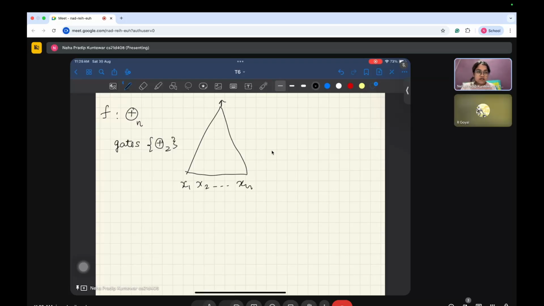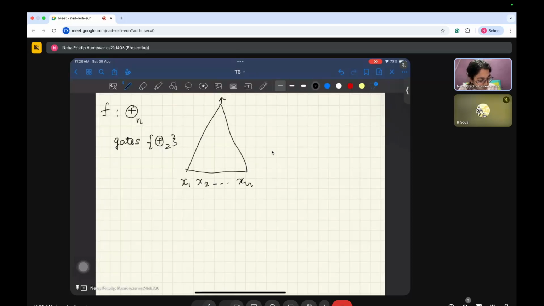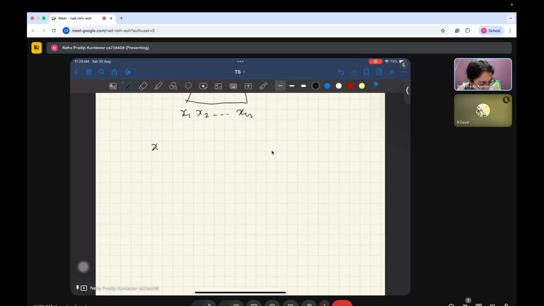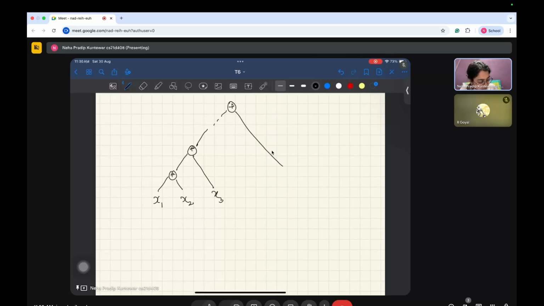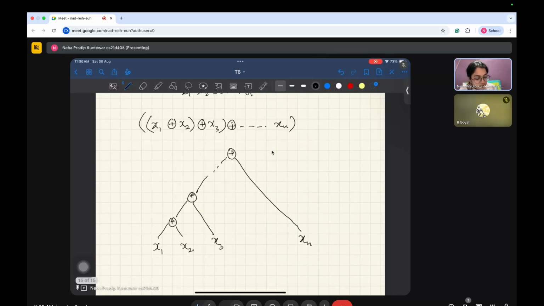So one natural way would be to think of this as parity of x1 x2, and in terms of circuit, what that means is you first compute a parity of x1 x2, then you look at the result, compute a parity with x3, and keep on doing that, and eventually return the output. So how many parity gates did we use in this process?